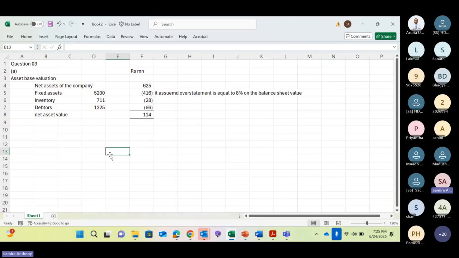Now in exam, they may provide more information about other line items also. This has increased, this has decreased, likewise. A lot of information they will give you. What you need to do is make all the adjustments to the net assets and take the adjusted net asset value, right? Okay, let's move into the discounted cash flow method of valuation, right?